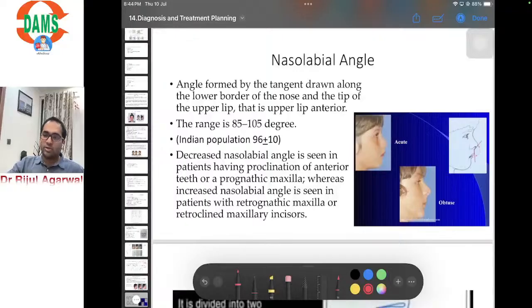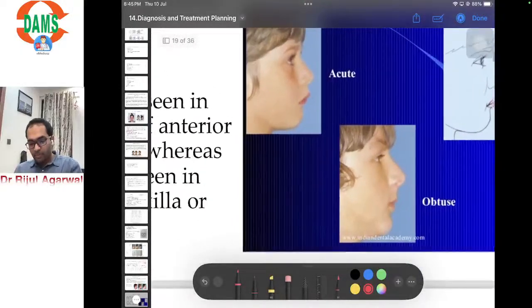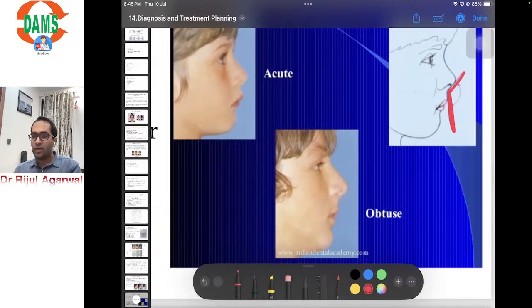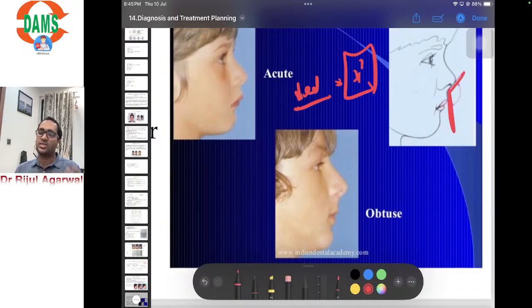Moving ahead. So nasolabial angle, all of you know. What you don't know, and how it becomes clinically important in planning an orthodontic case, is this: it is drawn from the lower border of the nose to the upper lip. If this nasolabial angle is decreased, that means the upper lip is ahead, that means the upper lip is proclined. Why is the upper lip proclined? Because of proclined upper anteriors. That means you need to retract the upper anteriors. That means extraction is wanted. Extraction, distalization, anything. You need to basically retract the upper anteriors.